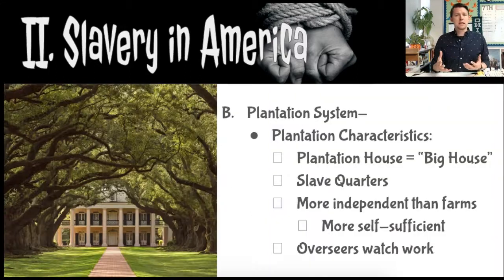When we talk about slavery, we also have to talk about what's known as plantations. Plantations are large, stately homes and big farms dotted throughout the South at this time. The plantation system has a number of characteristics. One, you have a large plantation house, like the one pictured in the photo below. Among those in bondage, it was usually nicknamed the big house.